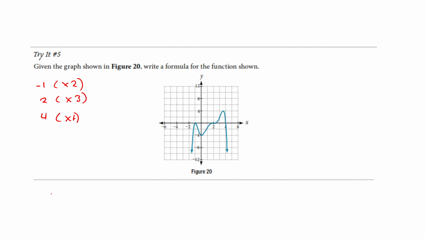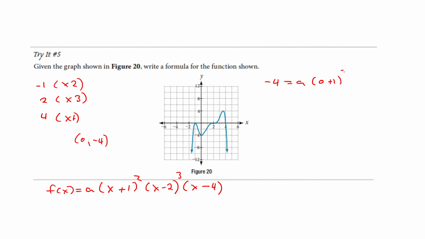Okay, so I've got everything I need there. Let's start building the function. Now there's some a in the front. We're going to change the sign. So I'm making it 1, multiplicity of 2. Okay, multiplicity of 1, so it's got an exponent of 1. Okay. All right, so we need to just find a. Well, we have the y-intercept, 0, -4. So let's solve this for a. So I've got -4 equals a times 0 plus 1 squared, 0 minus 2 to the third.